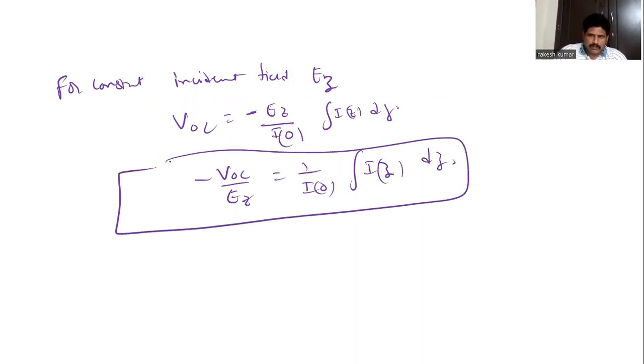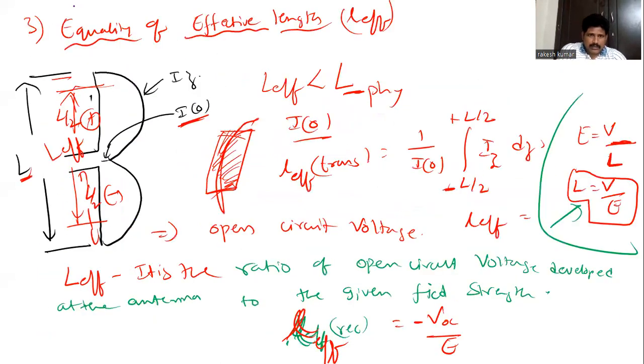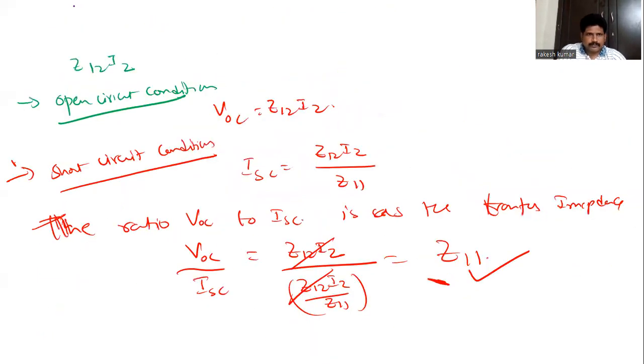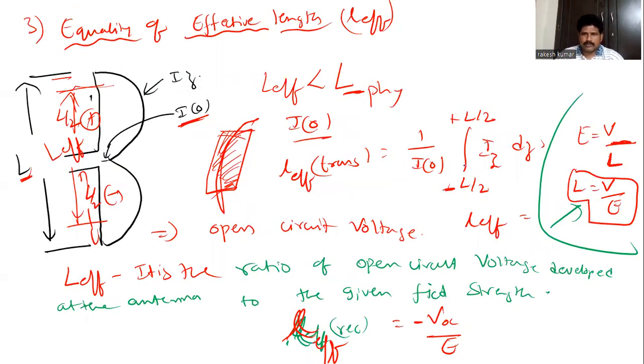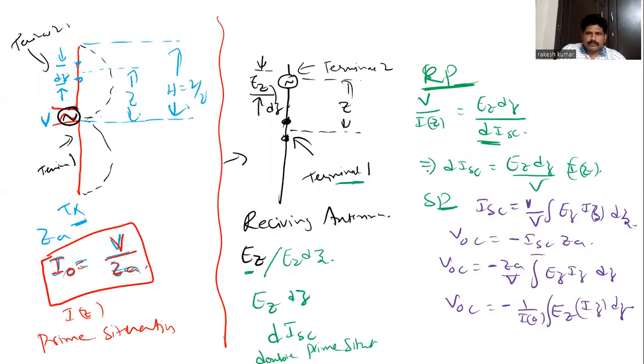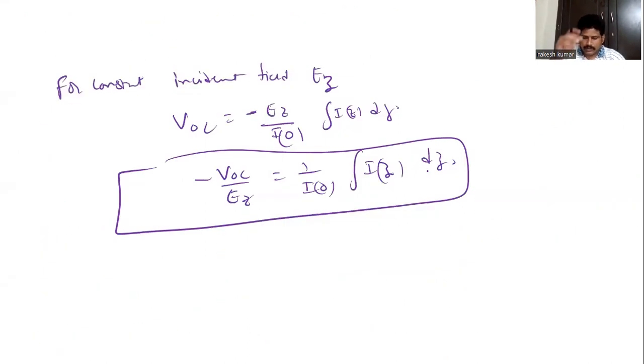Here also we have got the same expression. So it is clear that the effective length of the antenna used for receiving purpose is equal to the effective length of the antenna when it is used for transmitting purpose.